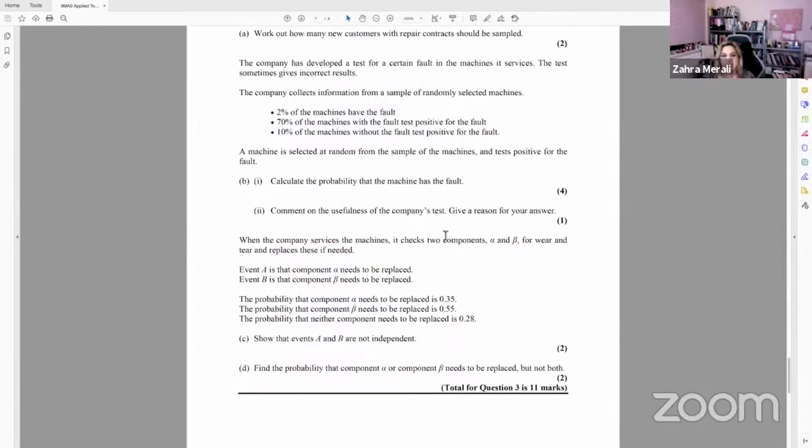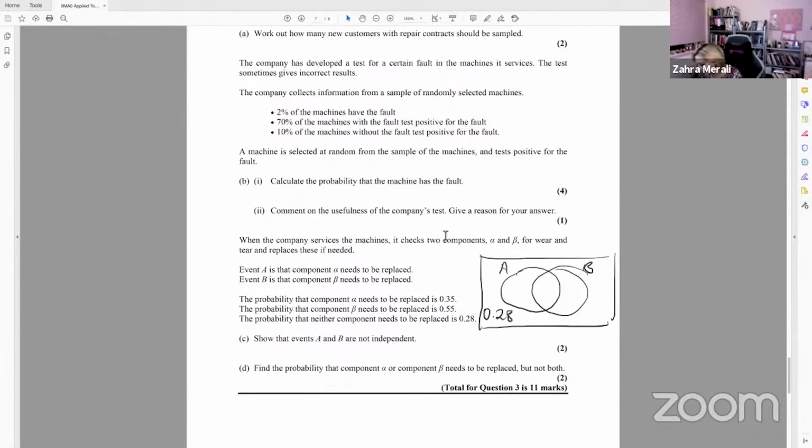When the company services the machine, it checks two components, alpha and beta, for wear and tear. Event A is that alpha needs to be replaced. Event B is that beta needs to be replaced. Okay, so I'm going to think of this as a Venn diagram. I like pictures. Some of you might just be able to picture it in your head. And it's saying the probability that neither, so we know 0.28 is on the outside.